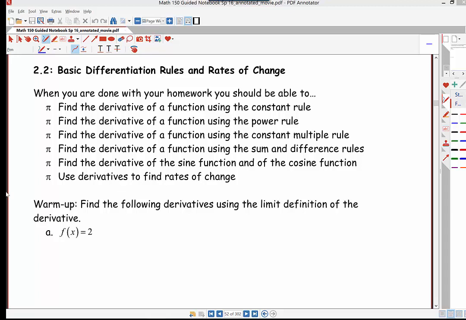Today we're going to be covering 2.2 from the Larson and Edwards Calculus text. This section is called Basic Differentiation Rules and Rates of Change. Last time you learned the quote-unquote hard way to find the derivative function. Now we're going to learn some shortcut rules, and usually people are pretty happy with this section.